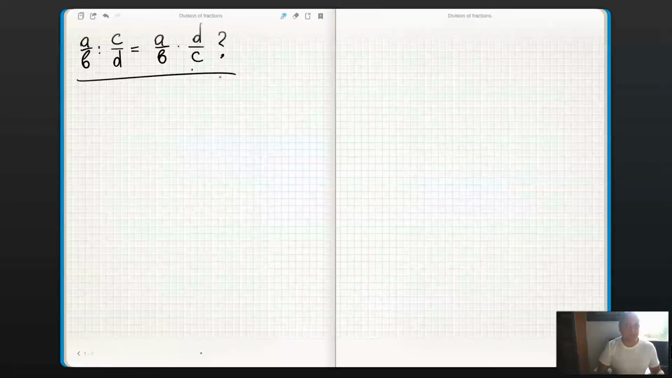Let's see. We have A divided by B, divided over C divided by D. And we know basically that the answer would be a multiplication of A divided by B times D divided by C. But why actually? So let's prove it. And this is actually what we use everywhere. And it's not that obvious that we should multiply times a reciprocal, isn't that?